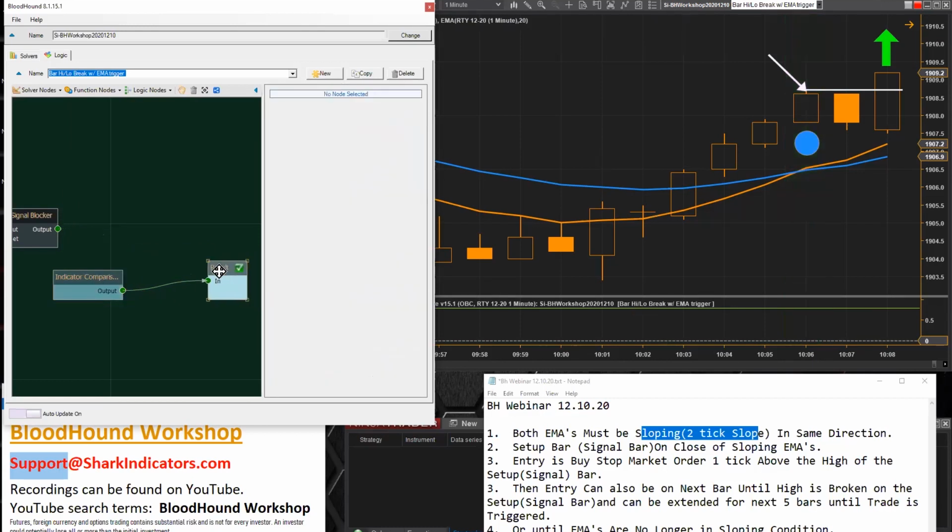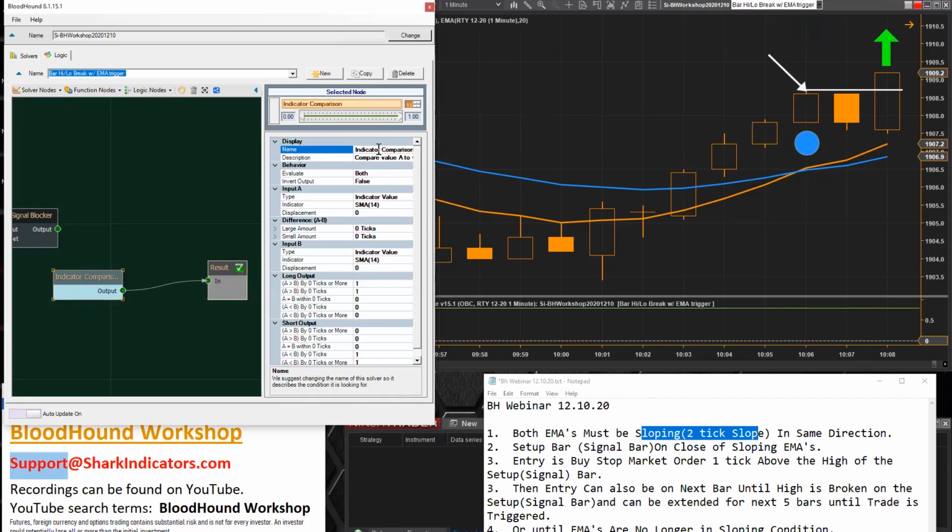Let's connect that into our result node. All right, so we're going to compare the high and the low, and I'm going to use a number here. So this is kind of a programming technique, where 0 means the current bar. So we're going to compare the high and the low of the current bar to the high and low of one bar back. So that number 1 tells you how many bars back we're going to look at.